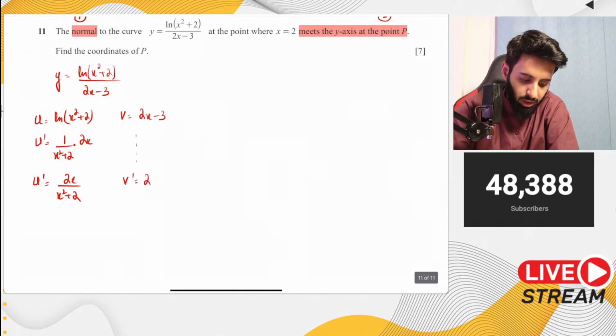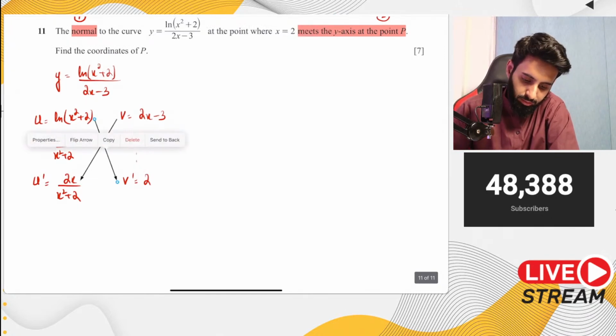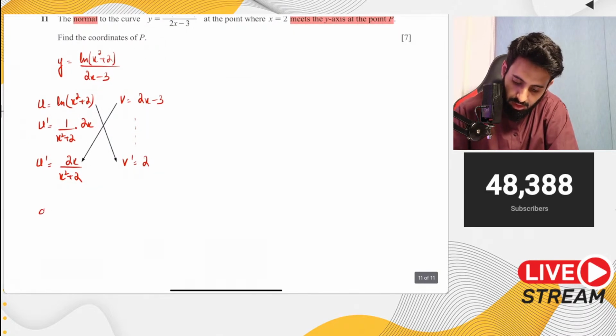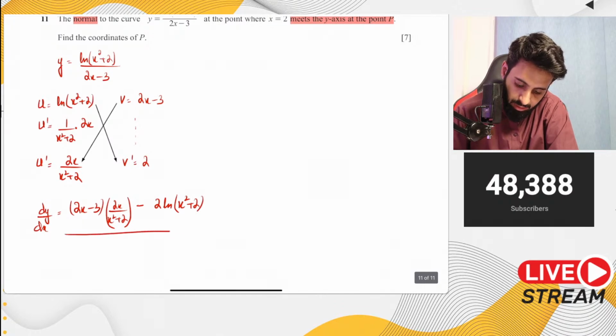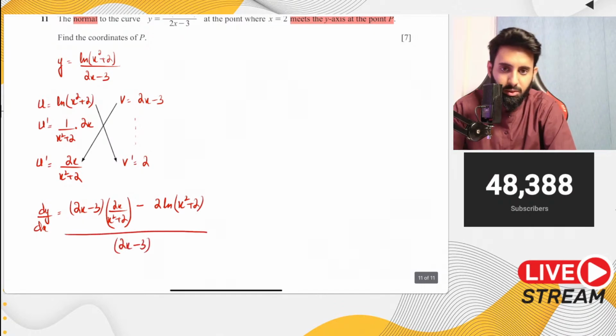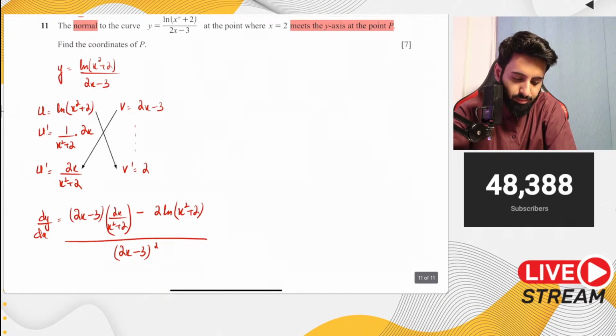So v is equal to 2x minus 3, and then v prime is going to be straight away equal to 2. Then we use the quotient rule, which means vu prime minus uv prime upon v square. So dy by dx is going to be vu prime, which means 2x minus 3 multiplied by 2x over x square plus 2, minus uv prime, which means minus 2 into ln of x square plus 2, divided by v square, which means 2x minus 3, the whole thing square. Now don't waste your time trying to simplify this, because you will be wasting your time. Just plug in the value of x and see what you get.